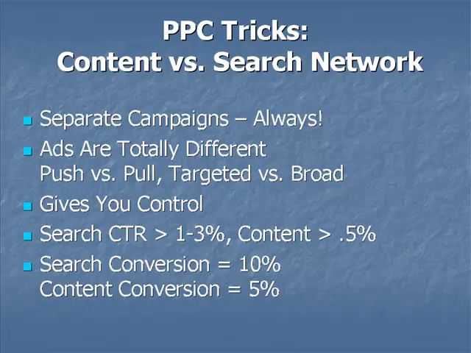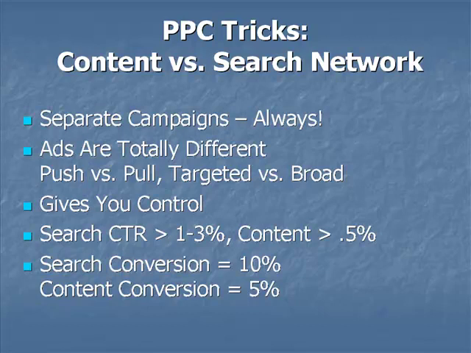Another example is your conversion rate, this is how many people become opt-ins, how many actually opt into your website. That conversion rate is much higher for search campaigns and it's lower for content. So again, if you don't separate these types of ads, you have no idea how well you're performing. And if you don't know how well you're performing, then you don't know if you are wasting your money or if you are running effective campaigns.